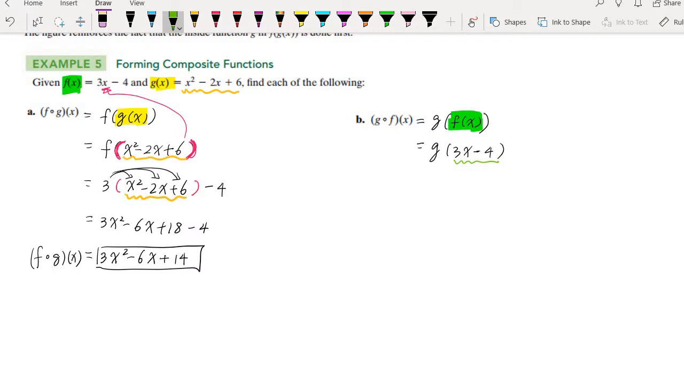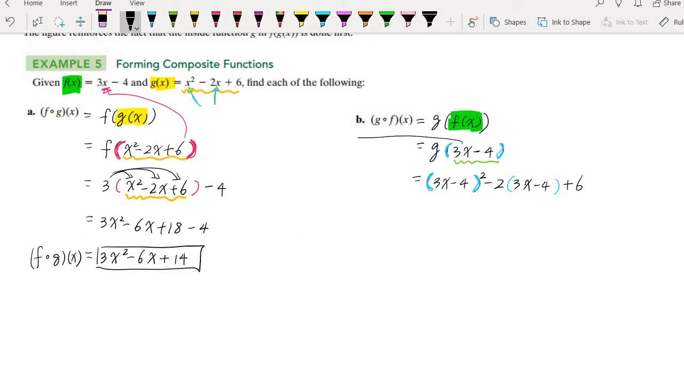Given to us, g of x equal to, we'll go back and look here, g of x equal to x squared minus 2x plus 6. So that means every x I see right here, we have to replace with 3x minus 4. Every x I see, I'm going to replace with what's inside this parenthesis. So that will be 3x minus 4, and then outside is a square. And then minus 2 times, again, we see an x, I'm going to replace with 3x minus 4. Then plus 6. So again, where does that come from?